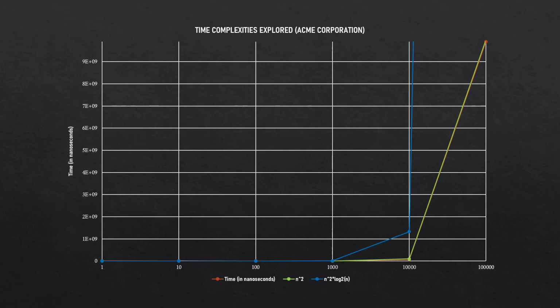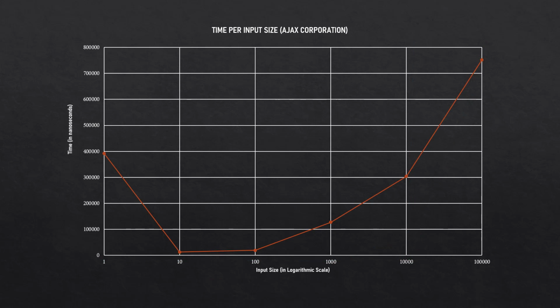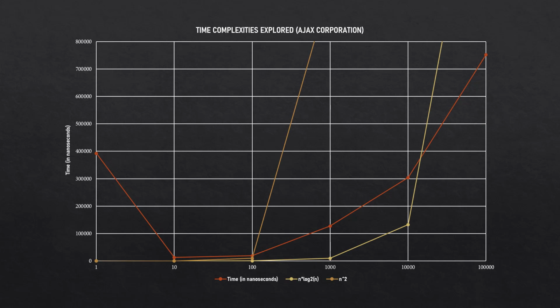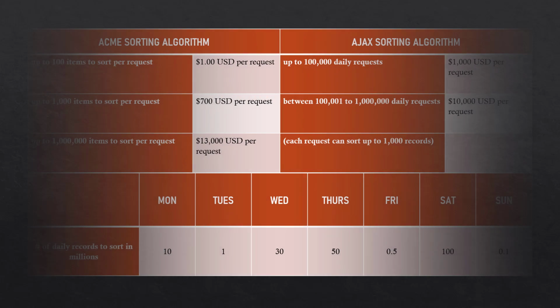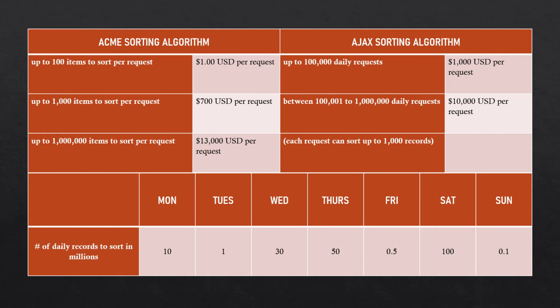Ajax Corporation, on the other hand, is more difficult to accurately determine the time complexity, even when compared to other complexities. Therefore, even though it may not exactly match up, we feel, at least from the data collected, that Ajax Corporation's sorting algorithm has a time complexity closer to big O of n times log 2 of n. Now, using the information provided to us by each corporation and the pricing models of their algorithms as shown, we can evaluate the most cost-effective solution for CSS to incorporate given the following daily volumes.